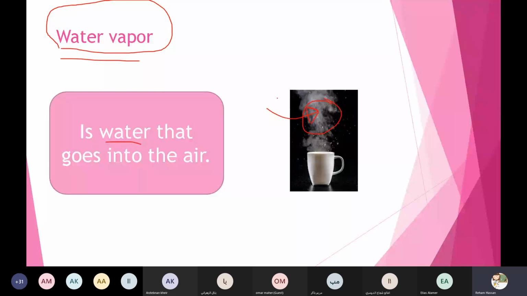Water vapor. Amazing. Now can you see the water? Vapor. And the water vapor is the water that goes into the air, that goes into the air. Amazing. Thanks a lot.